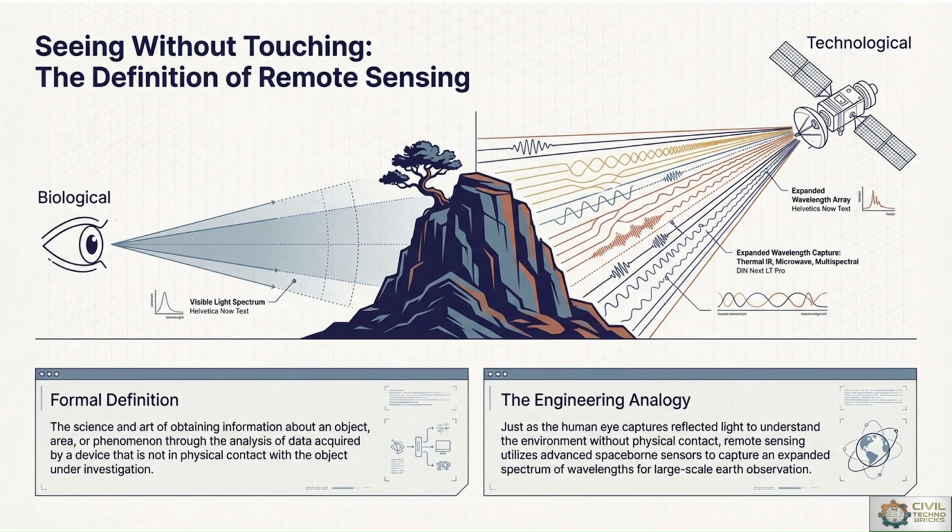So we can see the ground surface biologically through our eyes with the visible light spectrum, or we can use some technology like sensors or satellites, where rays are emitted from the satellites and the data is collected.